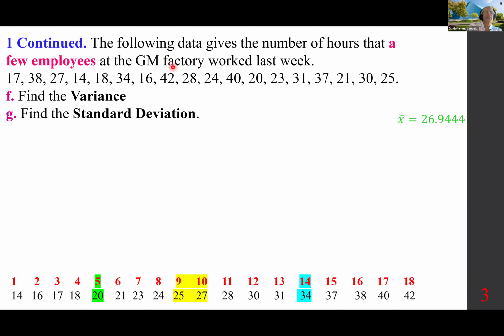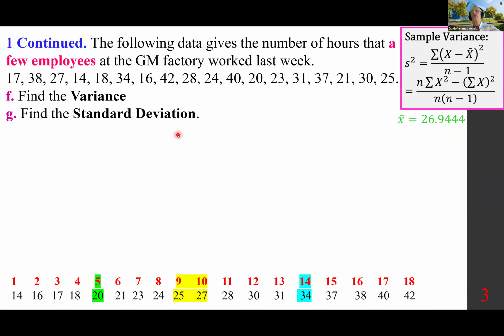Going to continue with the same question, and now we want to find the variance and the standard deviation. I remind you of the formula. You're dealing with a few, you're dealing with a sample. The formulas for sample variance are as follows. s squared is summation of x minus x bar quantity squared over n minus 1, or n summation of x squared minus summation of x quantity squared over n times n minus 1. And I'm going to show you both because I want you to understand the concept, how to calculate it.